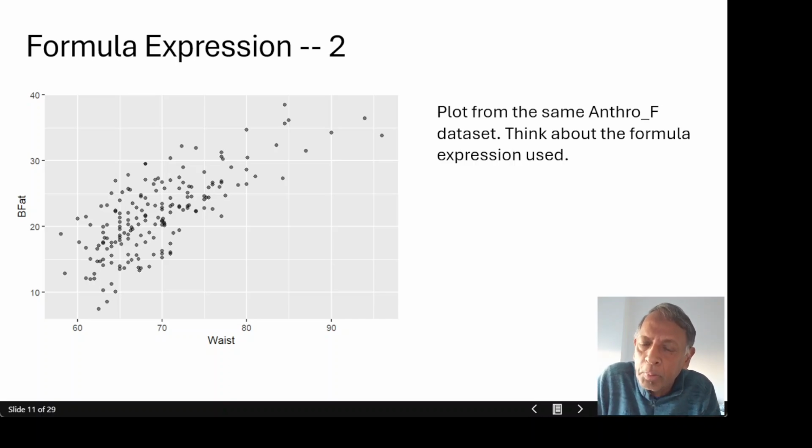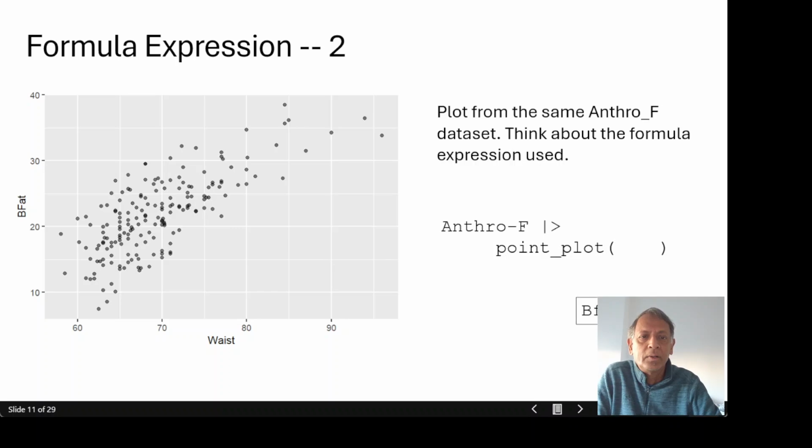It's very clear, right? The plot is a point plot, so we can say point plot is the function that is used. AnthroF is the data frame, so we know that. So all we have to determine is what is the formula expression used? Well, we see that body fat is on the y-axis, so obviously we're going to say body fat tilde waist. Okay, so obviously it's going to be b fat tilde waist. That would have been the formula expression to generate this plot. Okay, so it's very straightforward, right?